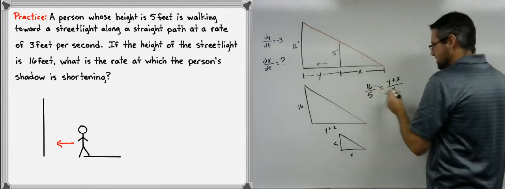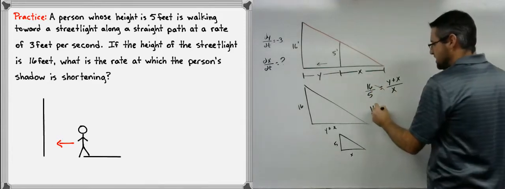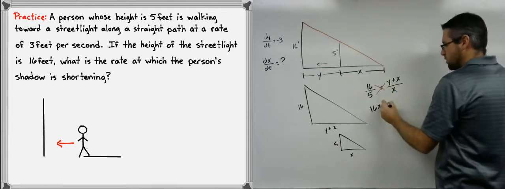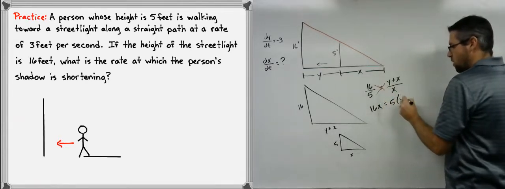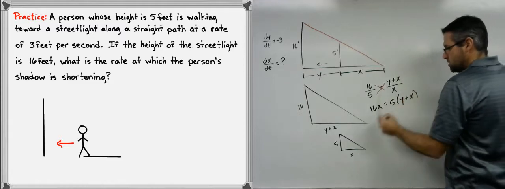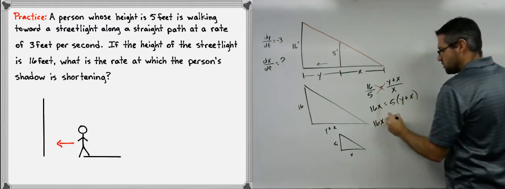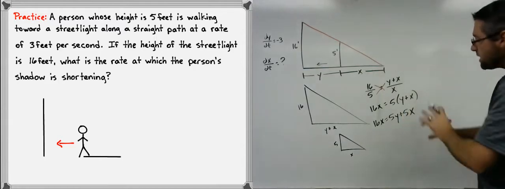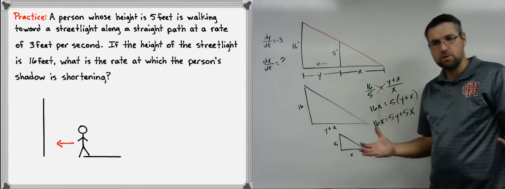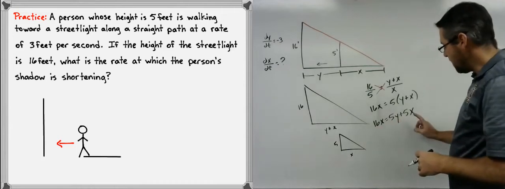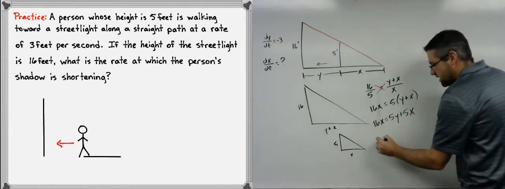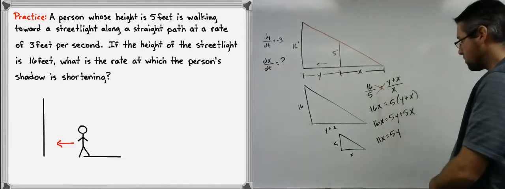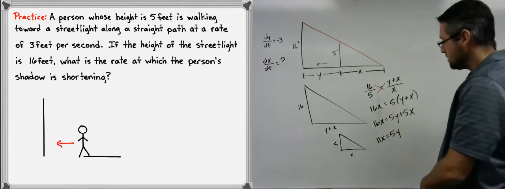So when I cross multiply, 16 times x is obviously 16x. And then 5 times y plus x, I'll go ahead and write it down, 5 times (y plus x). And then we'll distribute, so we end up with 16x equals 5y plus 5x. Okay. Now I can simplify this even further before I even take the derivative. Why not simplify it? I'm going to go ahead and subtract 5x from both sides. I end up with 11x equals 5y. That's pretty clean. That's pretty nice.